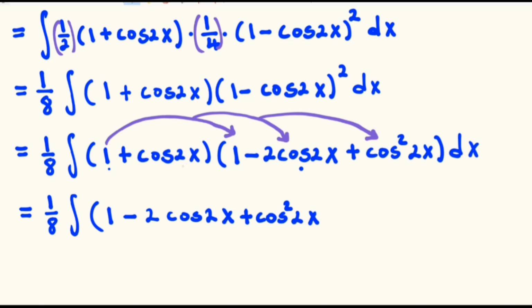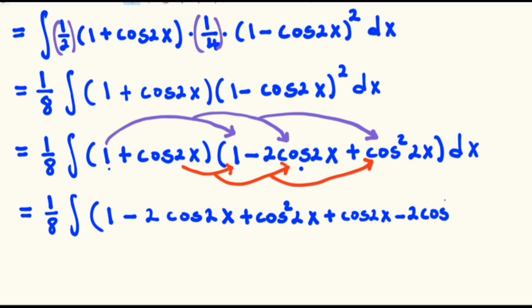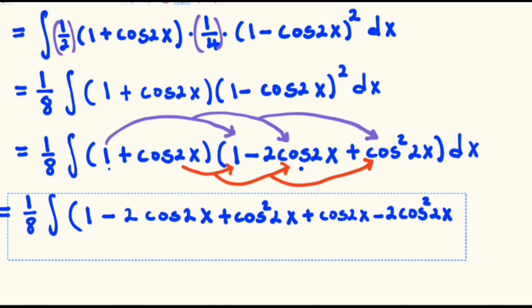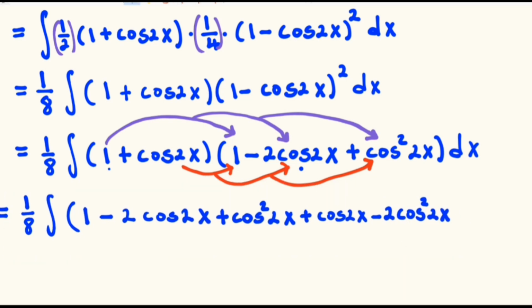We distribute the cos 2x inside the parentheses. The cos 2x multiplied by the 1 will be equals to positive cos 2x, and the cos 2x multiplied by the negative 2 cos 2x will be equals to negative 2 cos squared of 2x, and the cos 2x multiplied by the cos squared of 2x will be equals to positive cos cube of 2x. We have the dx.